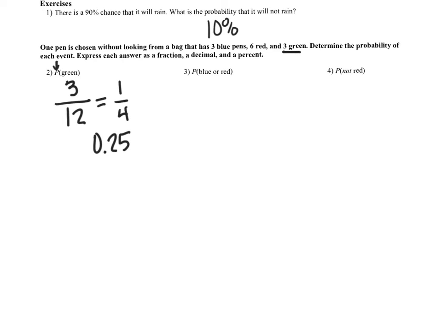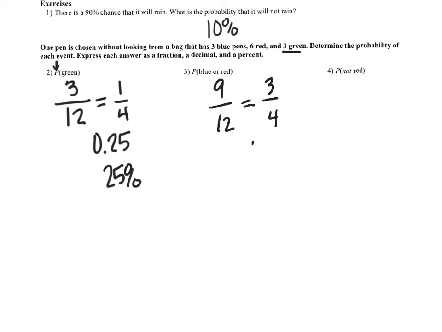0.25, right? And what's my percentage? 25%. Okay, so the probability of me reaching into that bag and drawing a green is 25%. Now the probability of blue or red. 9 out of 12, which reduces to 3/4, because I would divide the top and bottom by 3.